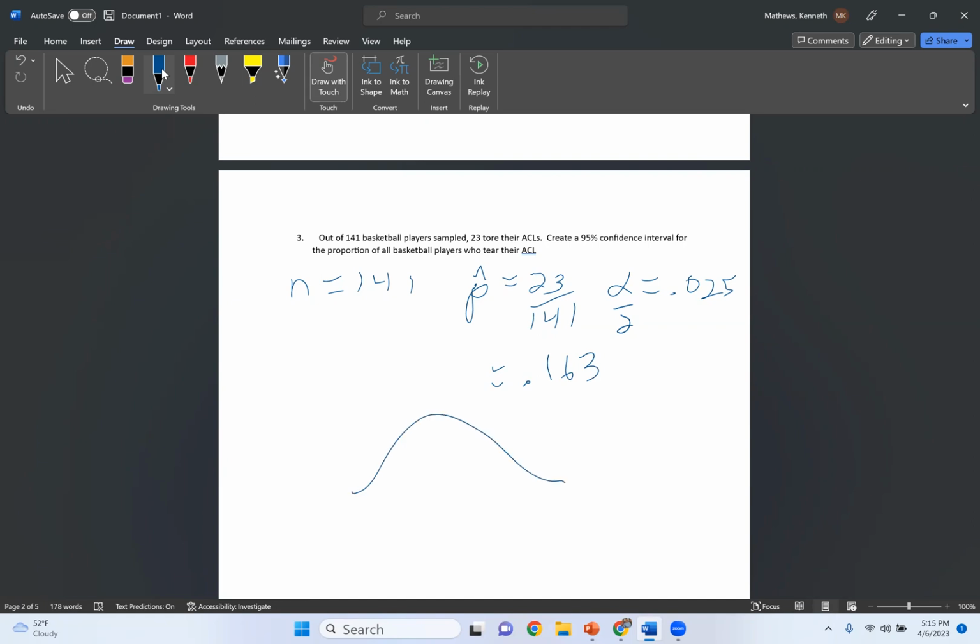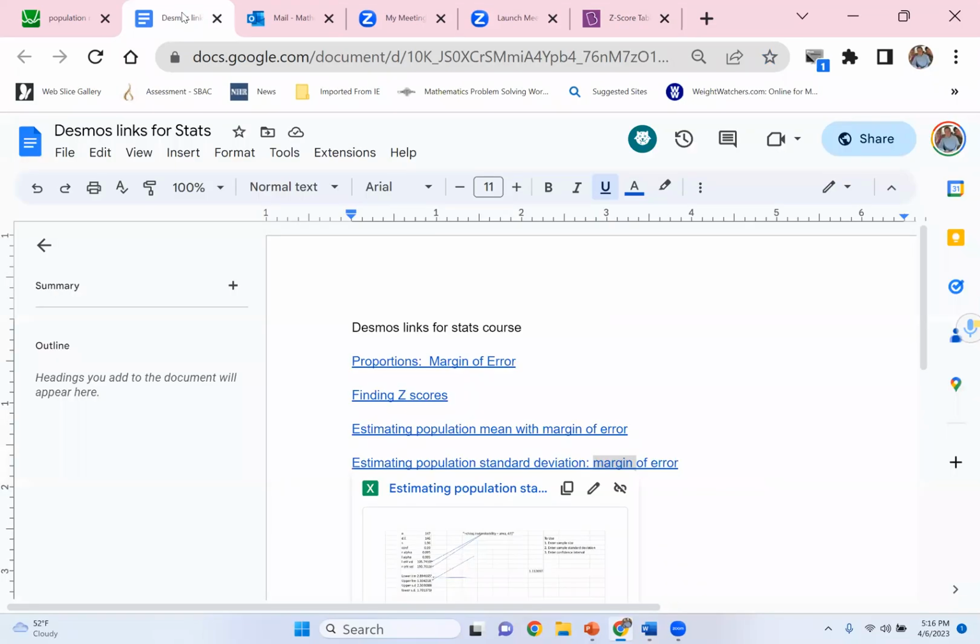Okay, let's draw a picture. So there's Z. Here's P, because it's proportion. So this would be 0. That would be 0.163. And we're doing a 95% confidence interval. So the area of this tail is 0.025. And the area of this tail is 0.025. And the area in between would be 0.95. So we are estimating the proportion of the population. So let us now go to our document, which is right here, and we're estimating the proportions up here, the first one.